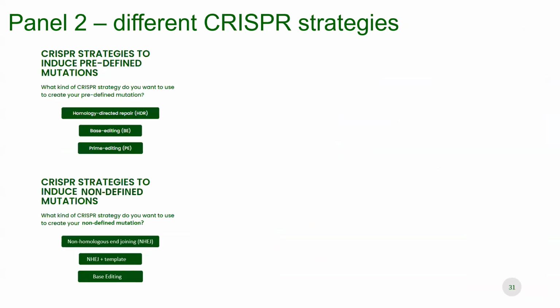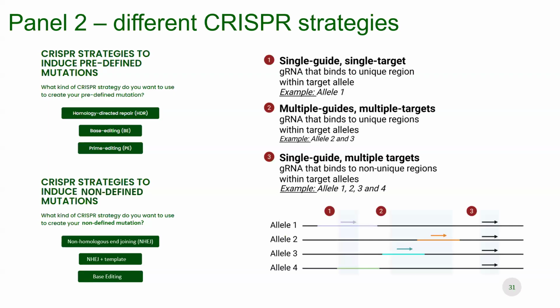Once you have clicked, for instance, on the predefined mutations, then you will have the choice between homology-directed repair, base editing, and prime editing. When you have non-defined mutations, we have the tools for non-homologous end joining, and also base editing. And then we will also have the tools to design a single guide for a single target, or multiple guides for multiple targets, or one single guide to target multiple genes, as is explained in this small figure.